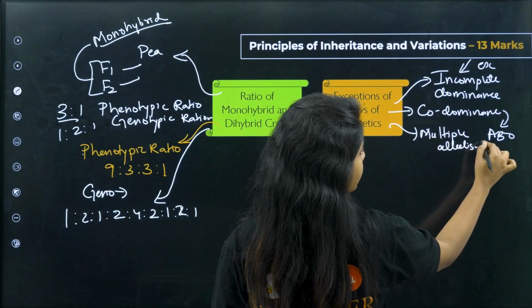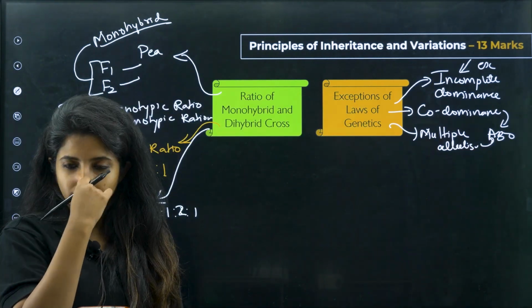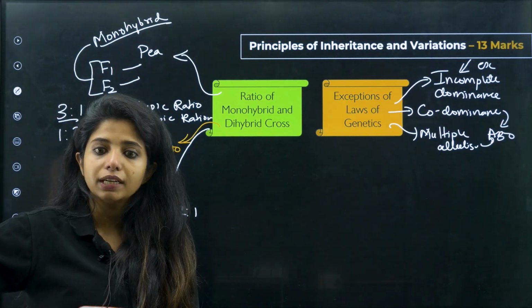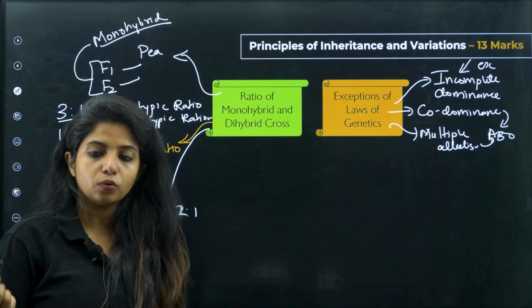That is also shown by ABO blood group. All this is very much important. These are the exceptions of the laws of genetics. And again, you have skin color, that is polygeny, and pleiotropy. Also as an example, you can go through that also.